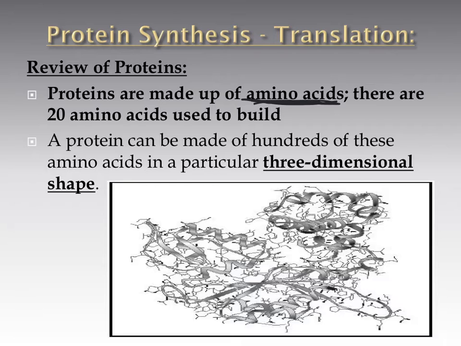A protein can be made up of hundreds of these amino acids, but they have to be in a particular order, and then they're folded into a specific three-dimensional shape. I want you to specifically remember this back from when we talked about organic molecules. The shape is the most important thing about an organic molecule. That is what makes it do what it does. So if a protein doesn't have the correct shape, that means it's not going to be able to do its job properly.